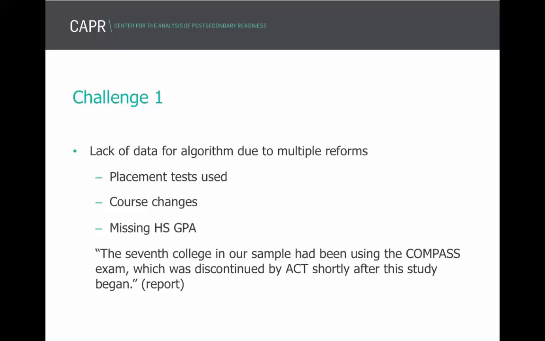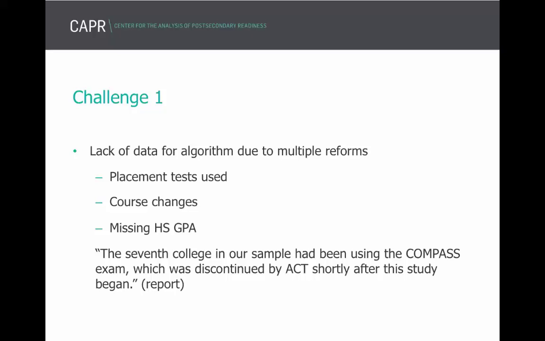So challenge one was lack of data for the algorithm due to multiple reforms. Using an algorithm system depends on having historical data. And as we all know, colleges have been doing a lot of work to change both the kinds of courses that they're offering in developmental education and the kinds of placement tests that they're using. So when changes like that have been instituted, you can't effectively use the historical data to develop an algorithm that will be used in the future. So in some cases, we actually had to drop one subject area and only work in the other, when there had been a lot of changes.